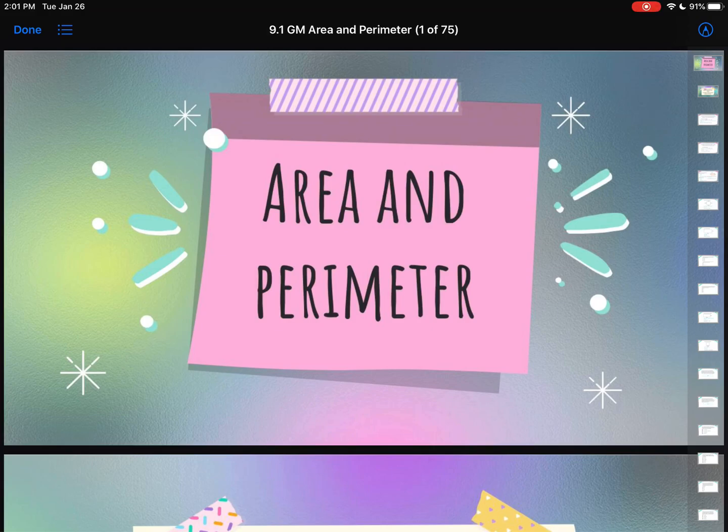So today we are going to be talking about area and perimeter. For area and perimeter, we use things called formulas that we basically plug numbers into to solve for the area and perimeter. Area is going to be the inside of an object, and perimeter is going to be the total distance of the outside of an object or a shape. And so let's go ahead and get started.